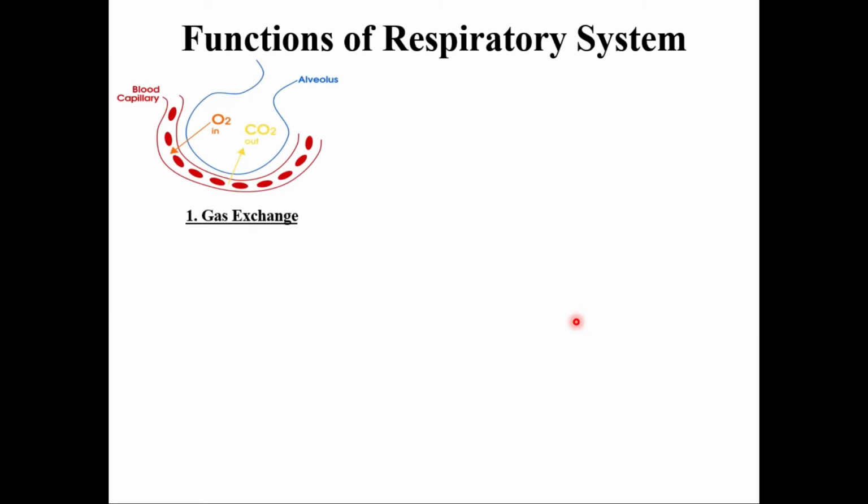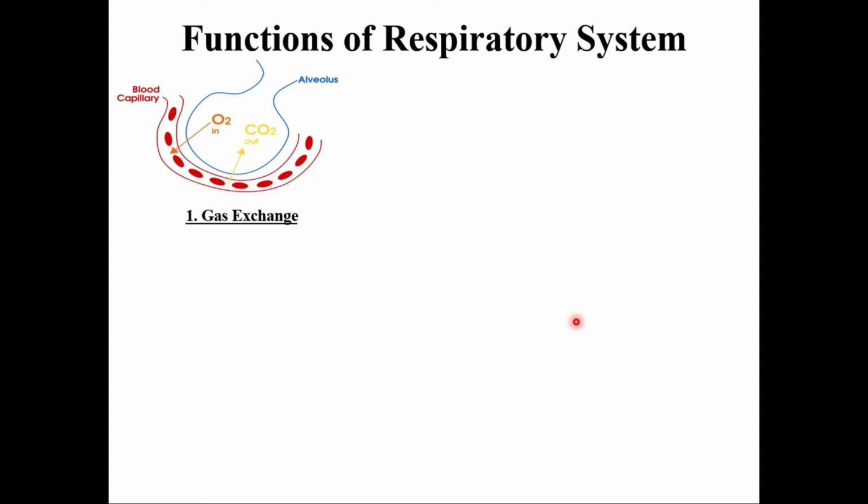What are the functions of the respiratory system? The main functions include gas exchange, that is, gas exchange between blood and lungs. Ventilation, that is, moving of air in and out of the lungs. The respiratory system also helps to produce sounds. It protects from bacterial or fungal infections. It causes acid-base balance in the body and also controls blood pressure. So we will look into detail at all these functions.